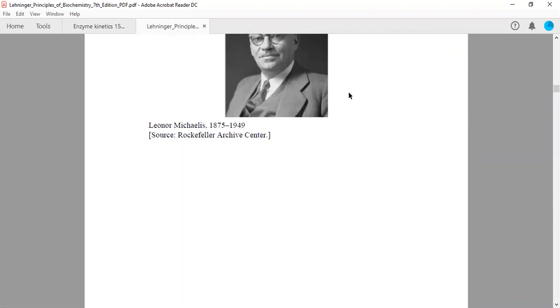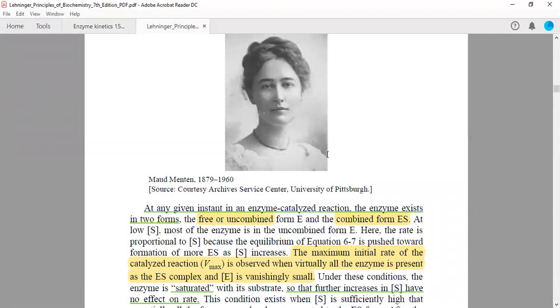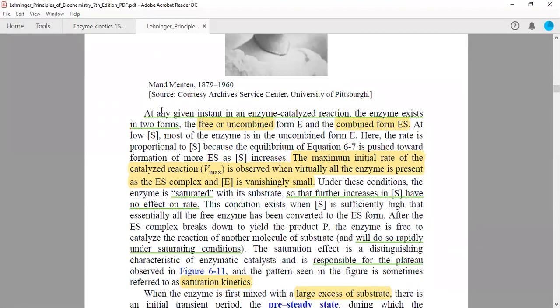Okay, so this was Leonor Michaelis and she was Maud Menten. These two scientists said that at any given instant in an enzyme catalyzed reaction, the enzyme exists in two forms. Yes, Ankita was asking this question in our last class, and I told you that I will come to this point, and actually this is given here.